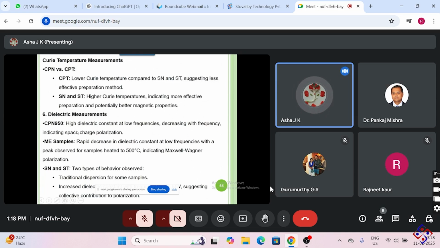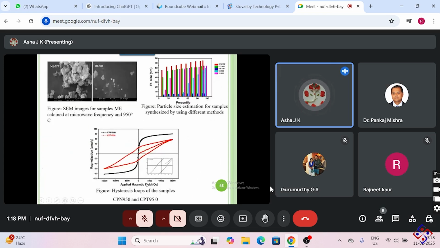In CPN 950, high dielectric constant at low frequencies, decreasing with frequency, indicating space charge polarization. In the ME samples, rapid increase in dielectric constant at low frequencies, with a peak observed for samples heated to 500 degrees Celsius, indicating Maxwell-Wagner polarization. In SN and ST, two types of behaviors are observed. First one is a traditional dispersion for some samples. Increased dielectric constant with frequency for ST, MW suggesting collective contribution to polarization.